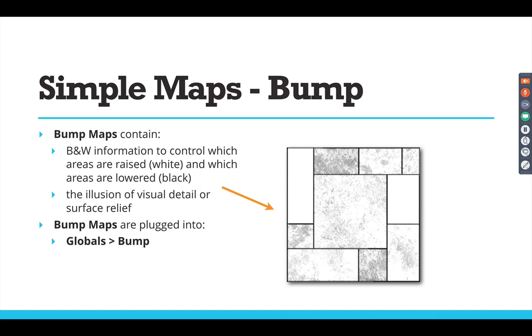Where do they get plugged in? Well, there are several places in the RenderMan material, the Pixar surface, that have bump map inputs. The one that we use controls all the inputs at once. That's called the globals bump map, which is down at the bottom of the material.